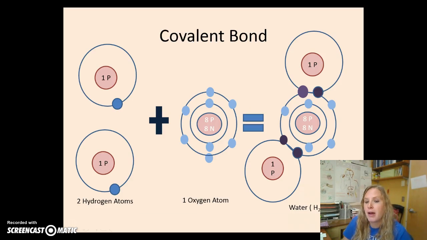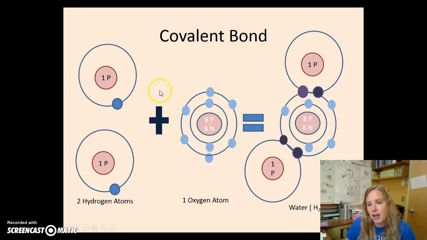Now covalent bonds are different because they physically share the electrons. So here's how we make water. Here are 2 hydrogen atoms. Here's the oxygen atom. You can see on the outside oxygen only has 6 electrons and it really wants 8. Hydrogen has 1 and this hydrogen has 1, but these hydrogens really want 2 in their shells.